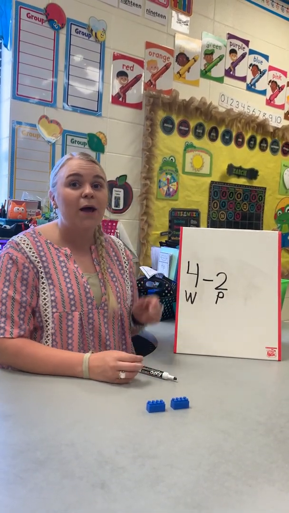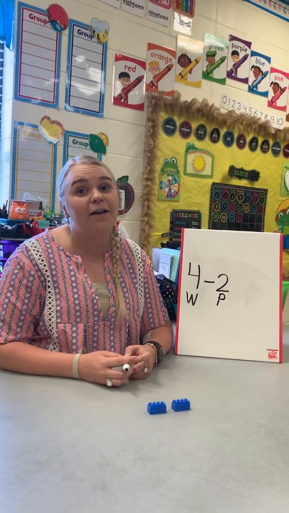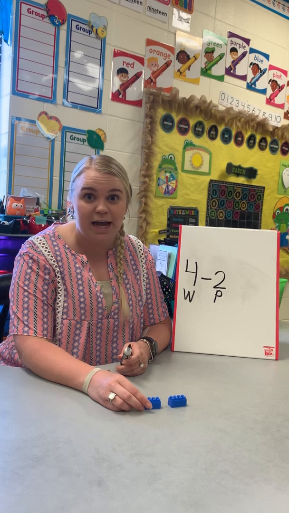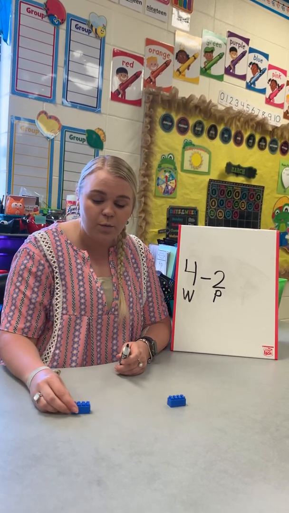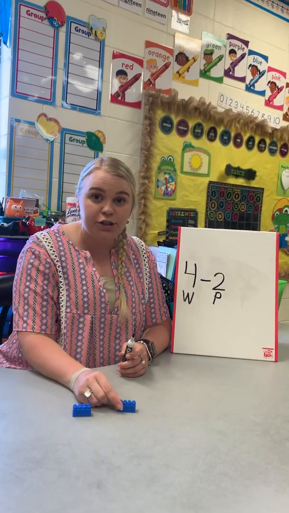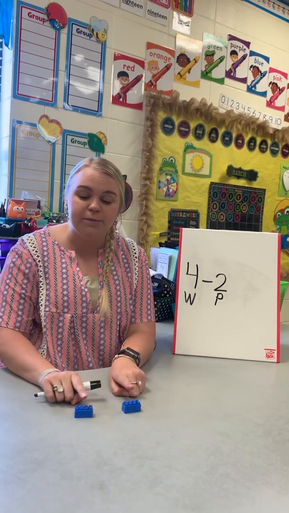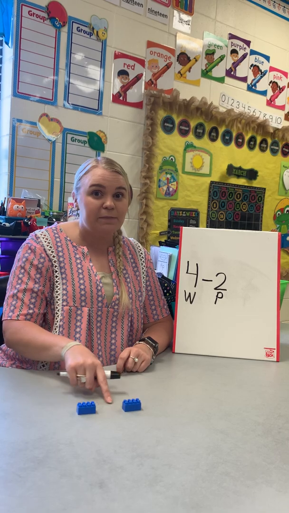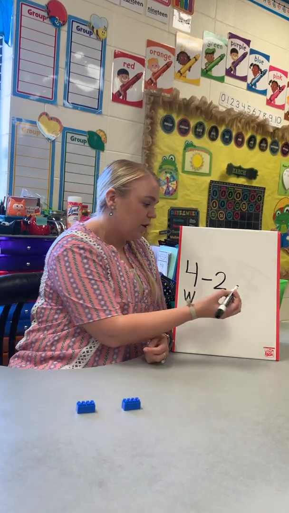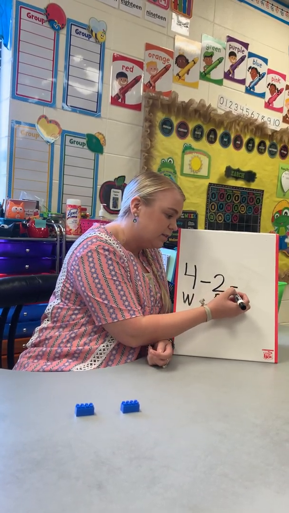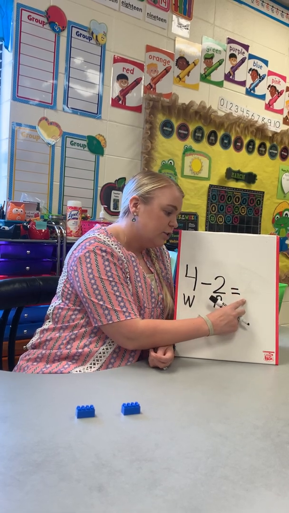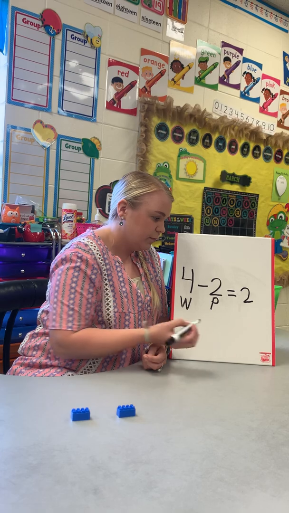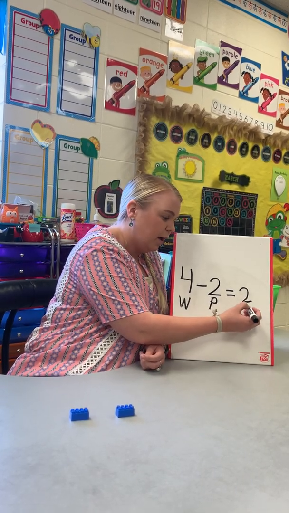Now, I want to know how many cubes I have left to play with. Let's count how many cubes are here on the table that I have left to play with. 1, 2. How many cubes are left? That's right, 2. That's my other part. So I'm going to write equals 2 because I have 2 left over. This is my other part.